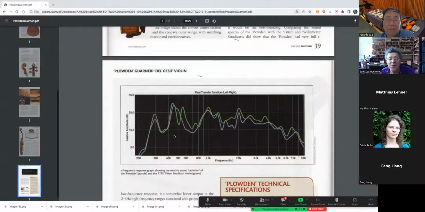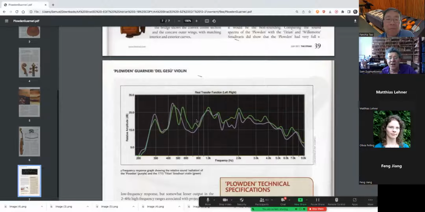The purple is the Plowden. The green is the Titian. These spectra, by the way, were taken by Joseph Curtin. They are not from Dr. Bissinger's data, which I would have preferred, but I don't know how to process his data. But it is sort of what you would expect comparing Strad to Del Gesu, which is that the Guarneri has a very big A0 and the B1 minus is higher. So the Plowden has a very boomy and warm sound.